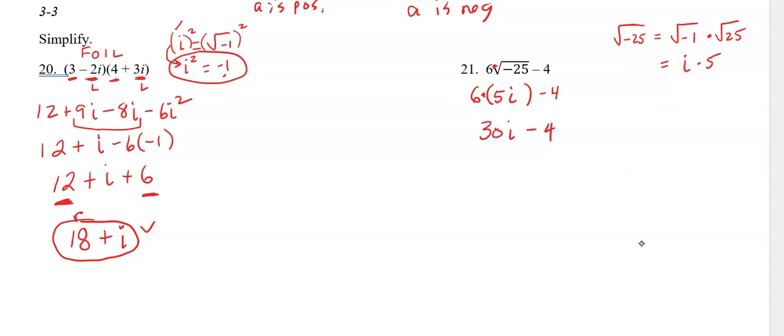And the only problem now is, going back to what we said earlier, this is not in the correct order. The real number should always go first in a complex number, followed by the imaginary number. Now it's in the correct order, and that is my final answer.